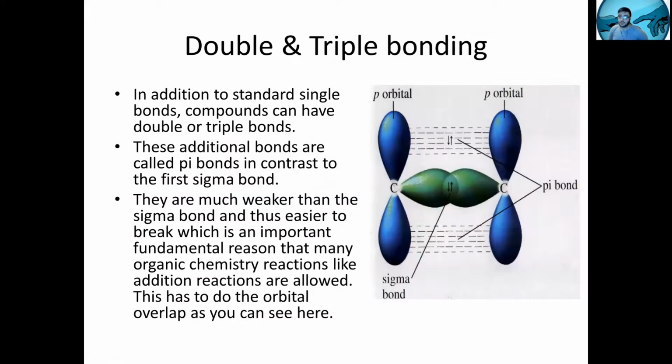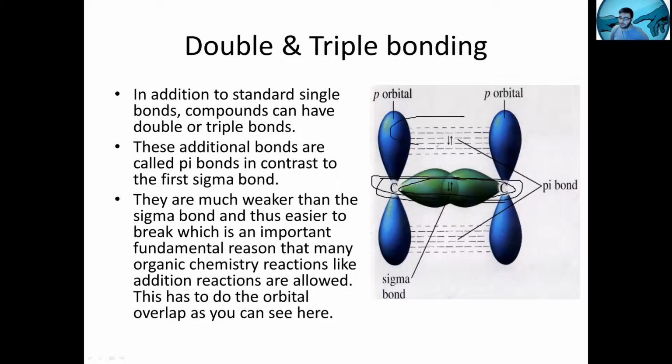Okay, next let's talk about double and triple bonding. In addition to the standard single bonds, compounds can have double or triple bonds. These additional bonds are called pi bonds, in contrast to the first sigma bond. If you look at this orbital overlap, I'm not covering it in depth because it's not very high yield, and you can learn it on your own if you want to be safe. I'm sure you've learned it in general chemistry and probably organic chemistry. You can see here there's this sigma bond, the overlap right here between the two carbons, and this is the single bond. This one's really strong, very hard to break.